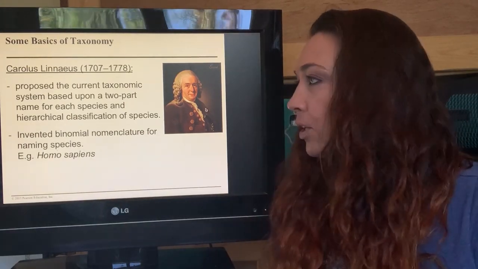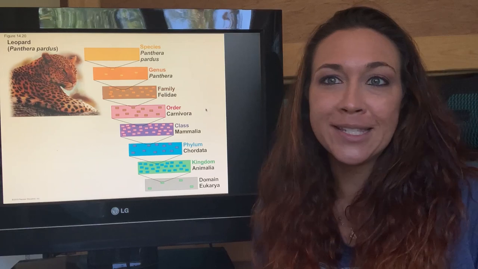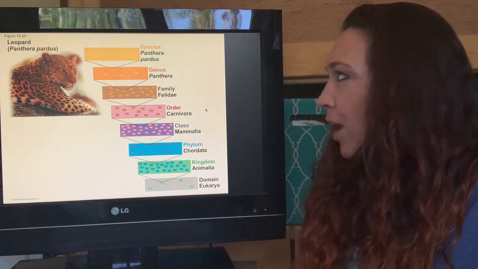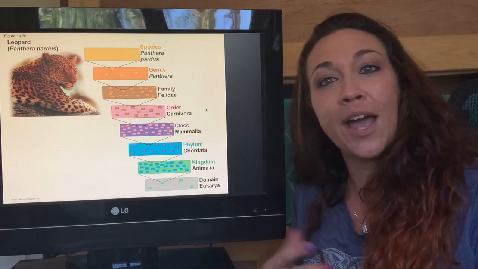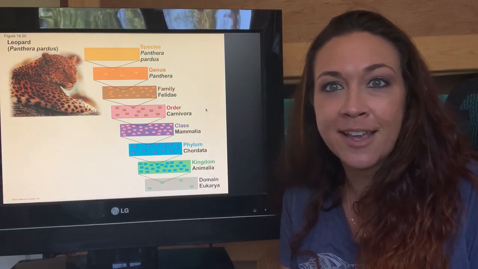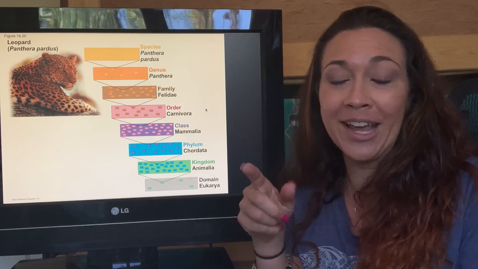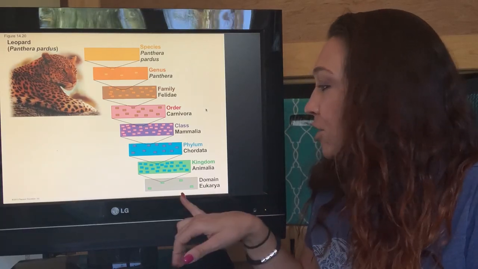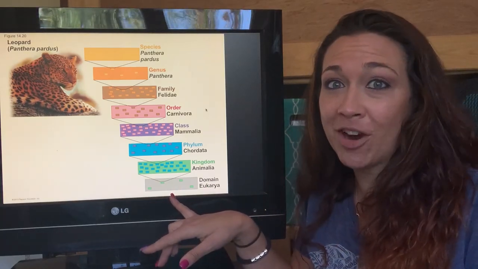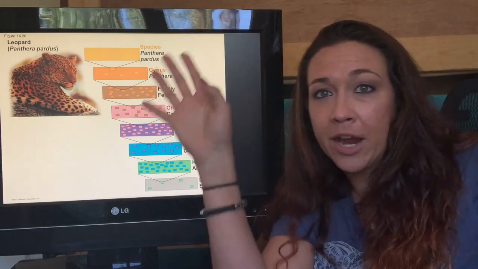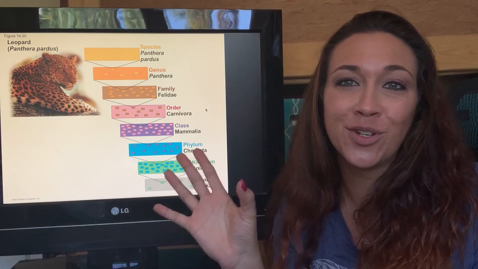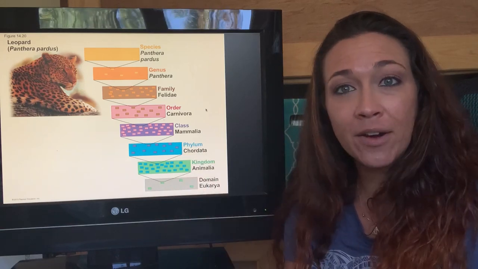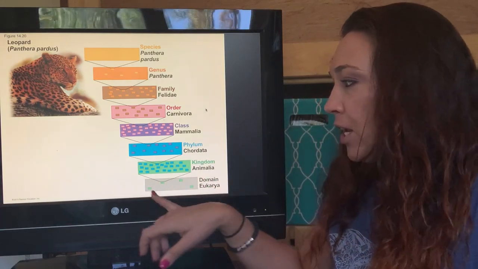So let's go into a little bit more of that. So let's talk about these panthers right here, okay? So this is kind of counterintuitive. It's kind of going the opposite way. I don't know why your book likes to flip things, but I'm gonna explain it the opposite way because I feel like it's just better. All right, so we have the domain Eukarya, right? All the eukaryotic cells, your plants, your animals, your funguses, your protists, everything that falls under the domain Eukarya is going to include these guys right here.